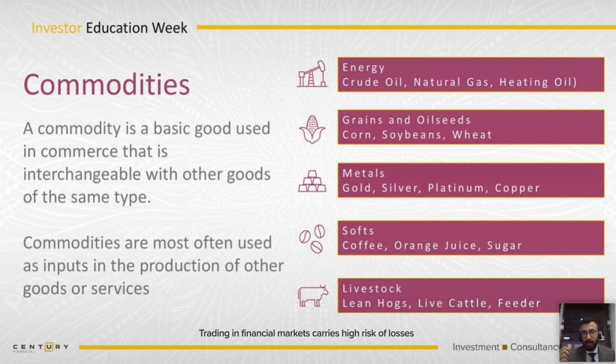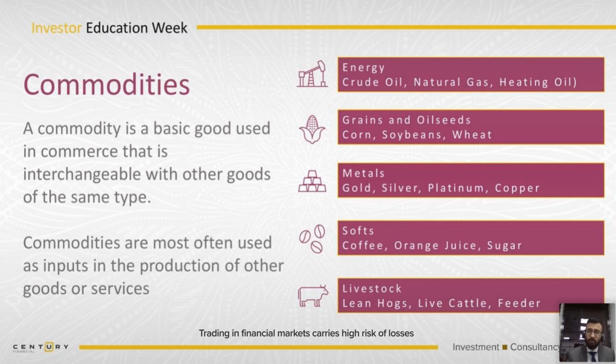So precious metals are your gold, silver, and platinum and palladium. Now, base metals are your industrial metals, which are used for manufacturing and industrial application, which is copper. Copper is heavily used for industrial application.